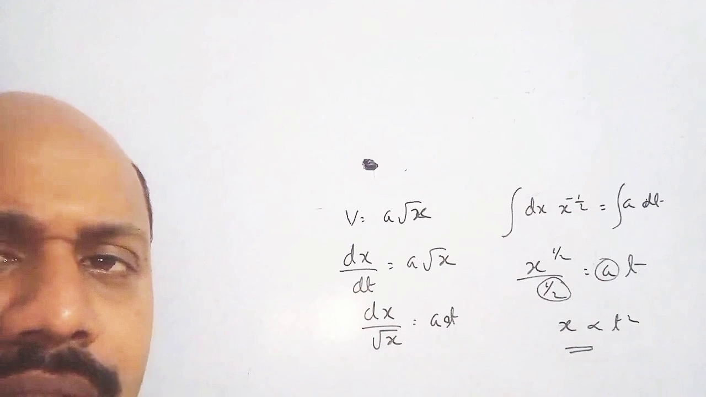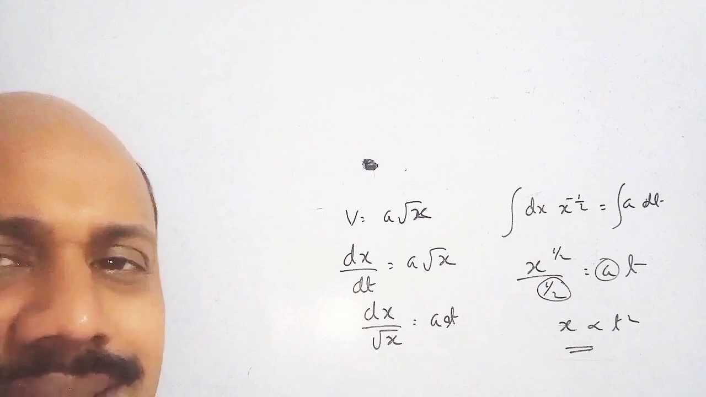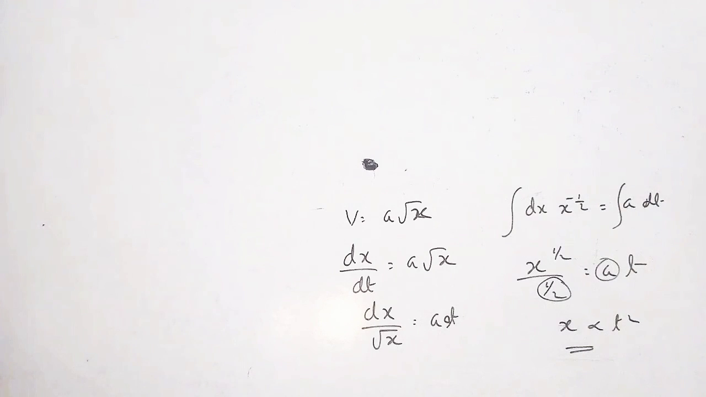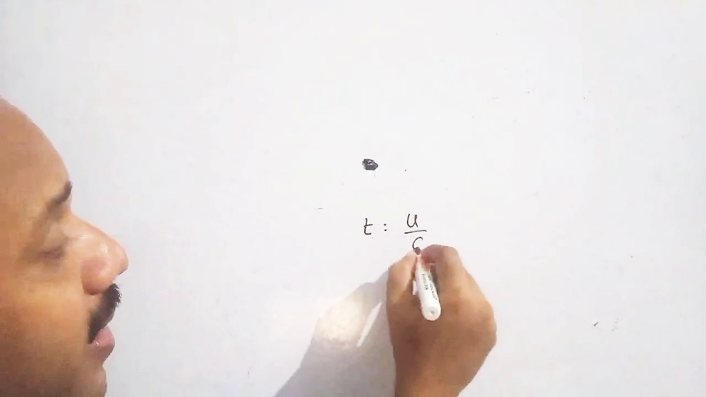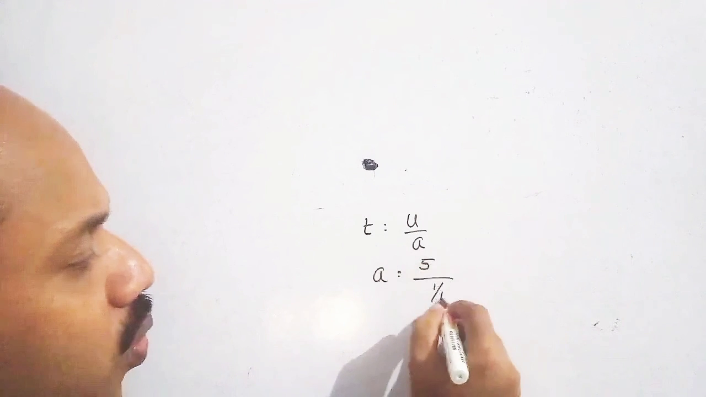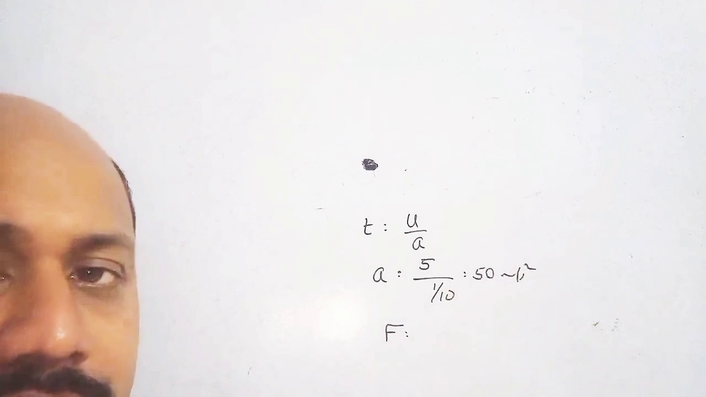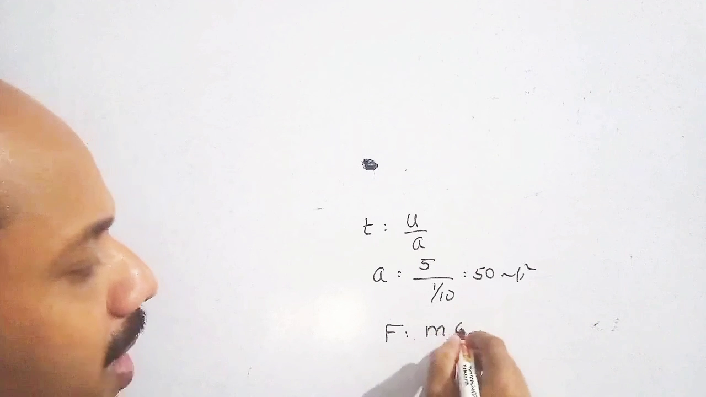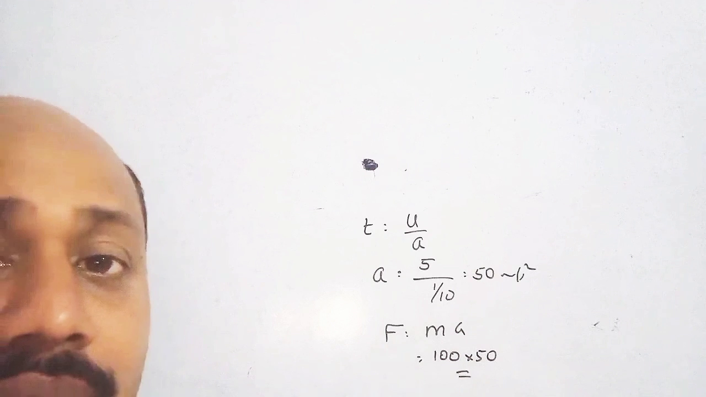13th question. A vehicle of 100 kg is moving with a velocity of 5 meter per second. To stop in 1 by 10 seconds, the required force in the opposite direction is? What is the stopping time equation? For constant retardation, stopping time is u by a. Now a is equal to u by t, that is 5 divided by 1 by 10, which is 50 meter per second square. The force is m into a, that is 100 into 50. The answer is then 5000 Newton.